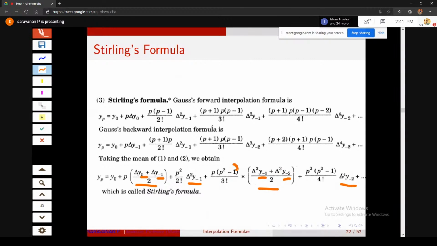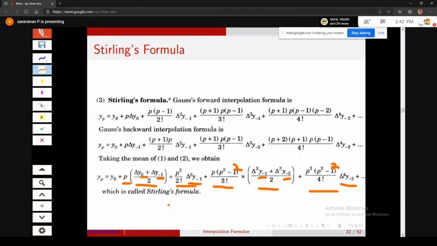Here it is p. The third power term is p into p square minus 1 square. The fifth term becomes p into p square minus 1 square into p square minus 2 square. That is the general term. The second term is p square by 2 factorial. The fourth term is p square into p square minus 1 square by 4 factorial. The sixth term is p square into p square minus 1 square into p square minus 2 square divided by 6 factorial, del power 6 y minus 3, etc.